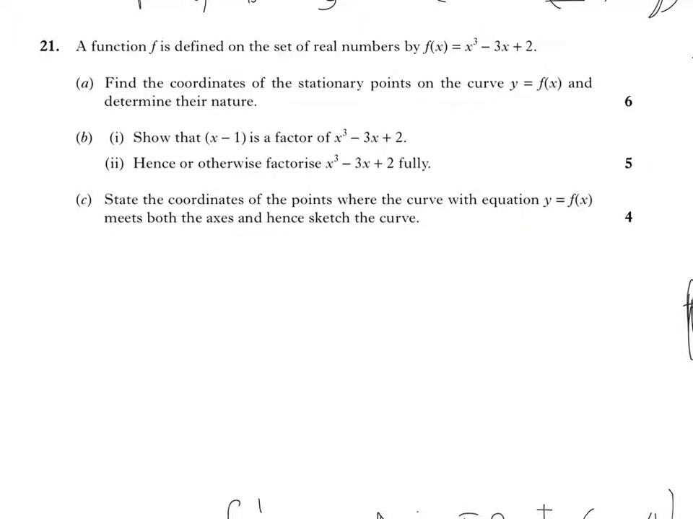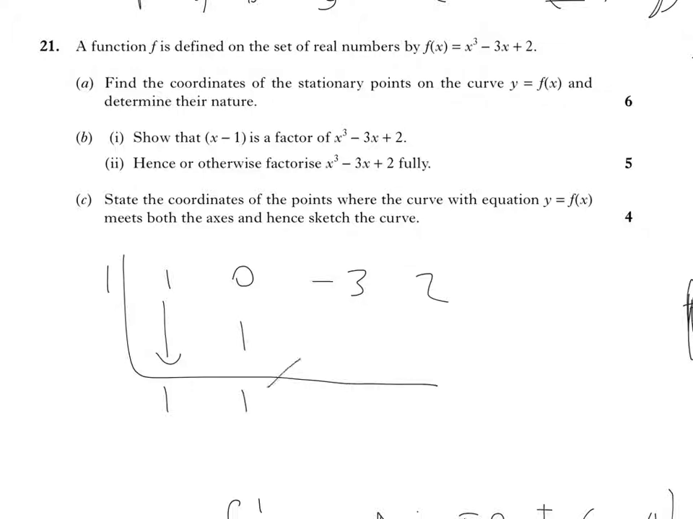Part B, show that x minus 1 is a factor of x cubed minus 3x plus 2. This is just a bit of polynomials and synthetic division. So remember my 0 coefficient for x squared. So 1, 0, minus 3, 2. Drop the 1 down, multiply by 1. 1 plus 0 is 1. Times that by 1 is 1. Then -3 plus 1 gets -2, times by 1 is -2. 2 minus 2 is equal to 0. So the remainder equals 0, therefore x minus 1 is a factor.